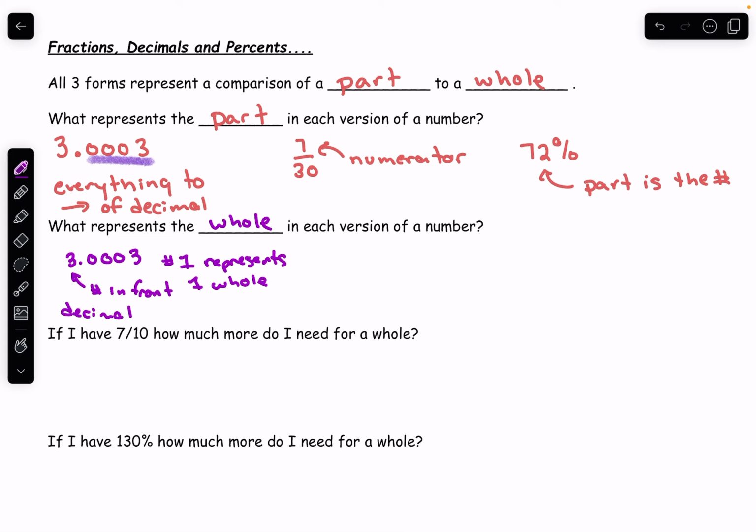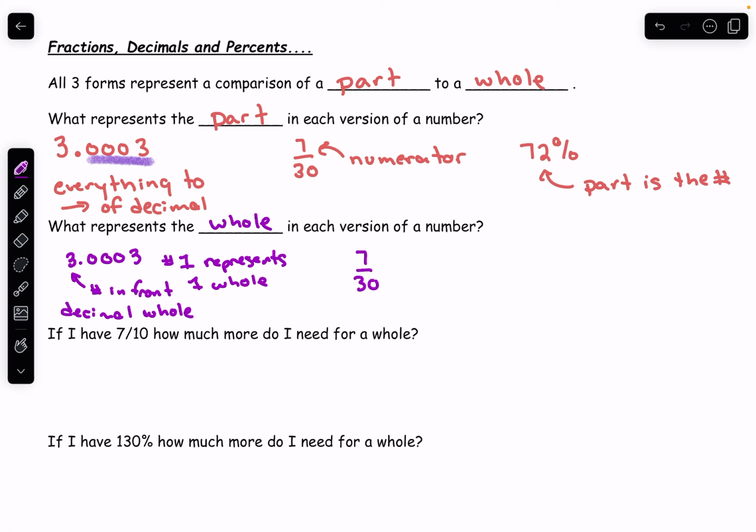So the number in front of the decimal represents how many wholes you have. In this case, I don't have 1 whole, I've got 3 wholes, and I've got 0.0003 parts, okay? So whatever's in front of the decimal, that represents the whole, or how many whole parts you have. How about the fraction, 7/30?